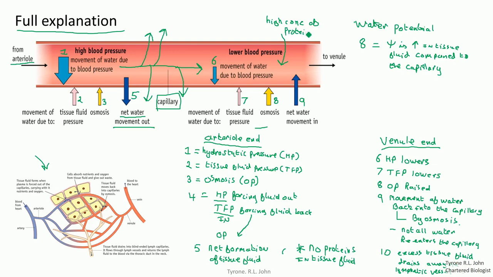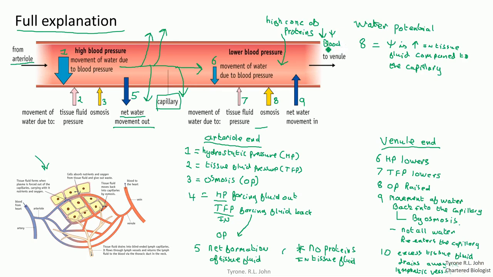Okay, now the reason why the proteins have risen in concentration is because as the blood flows through the capillaries, it loses water. So basically at the venule end, there's actually less water. So that has raised the concentration of proteins. Okay, so there's a high concentration of proteins, and what that does is that will lower the water potential of the blood.